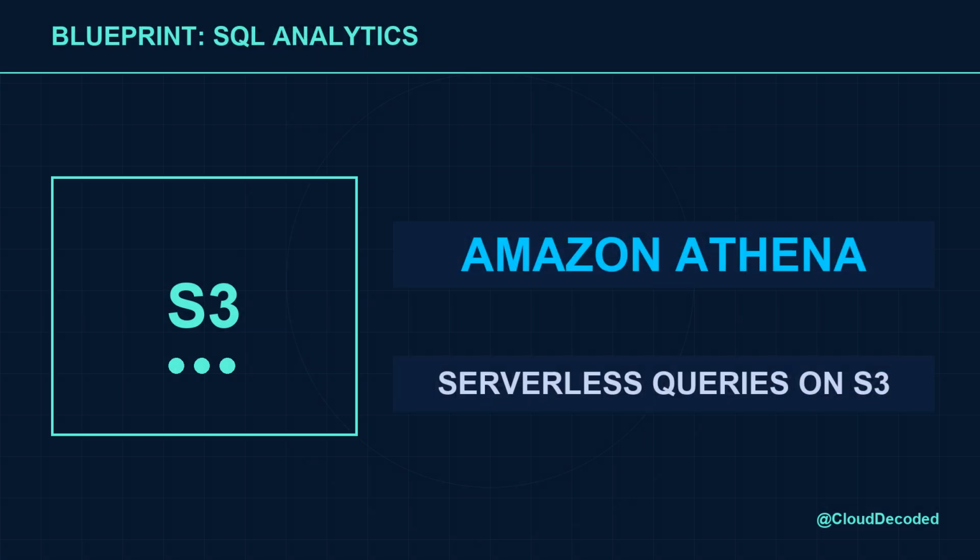Now that our data is stored, cataloged, and secured, how do we use it? The most common way is Amazon Athena. It is a serverless, interactive query service that lets you analyze data in S3 using standard SQL. There is no infrastructure to manage. You only pay for the amount of data scanned by your query. This is the fastest path from raw S3 data to business insights.